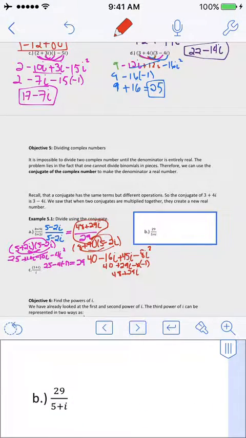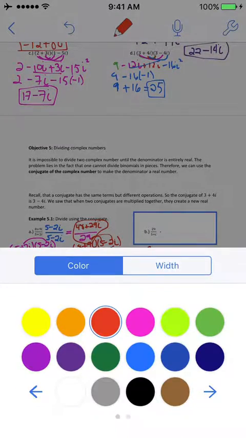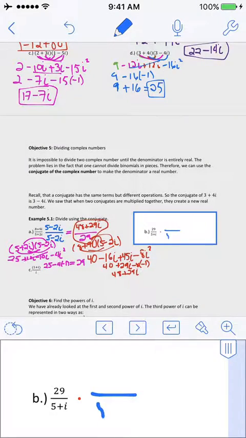All right, let's try this one over here. Sorry about that. I had to sit up. Okay, 29 plus 5i over 5 plus i. Well, the conjugate here would be 5 minus i. So same terms, different signs. Same term, different operation. 5 minus i.